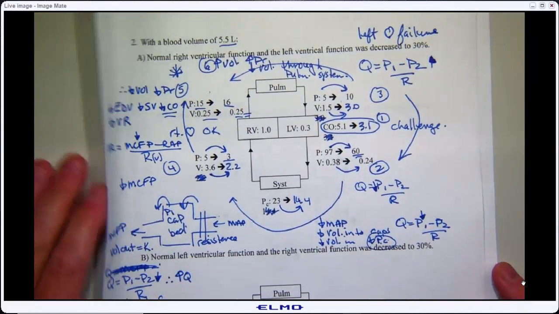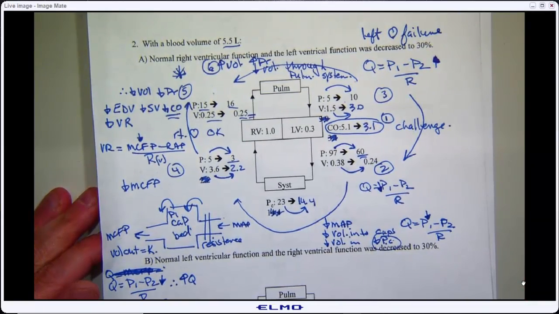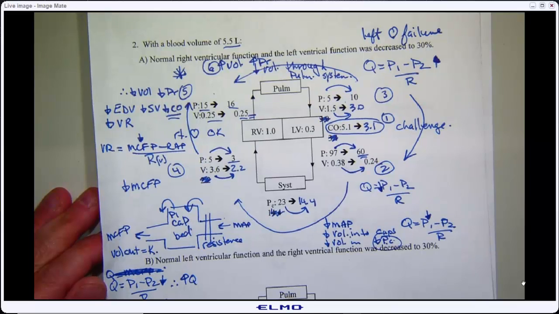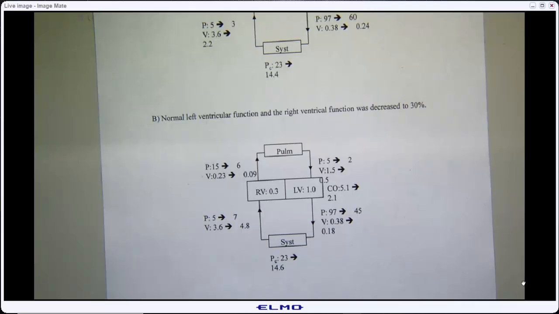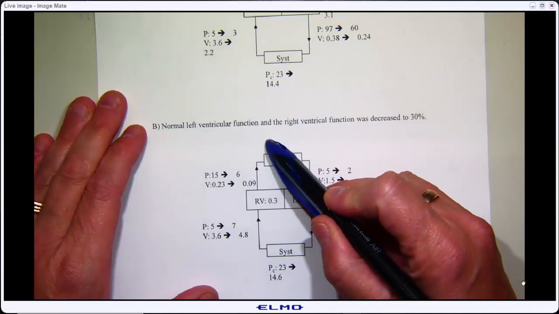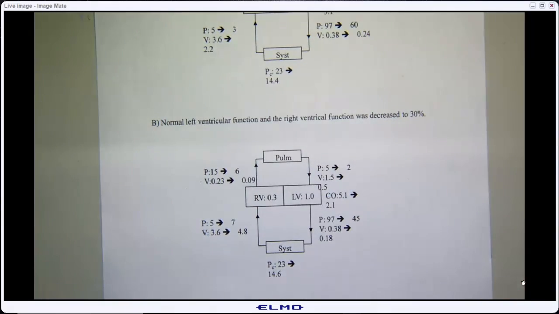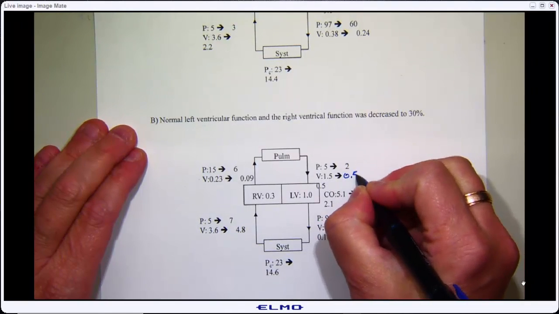This was my piece of paper from yesterday, or from, gosh, I don't even know when we taught last. Maybe a week ago. I'm just going to start with a new piece of paper, just because I want all the space I can get. So we're now going to think about left ventricular function is normal, and right ventricular function is decreased.